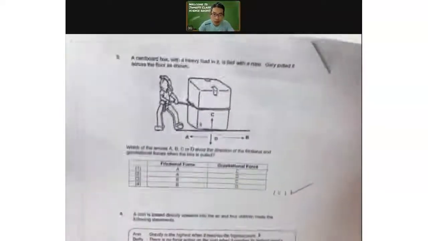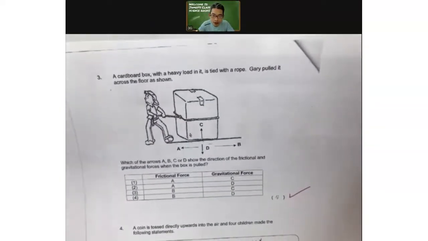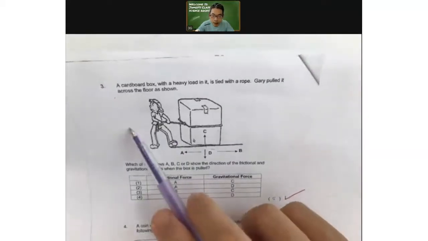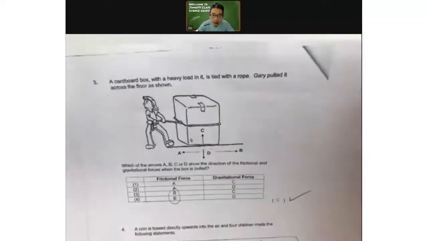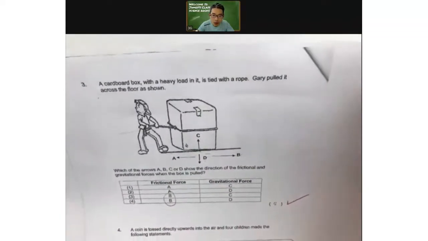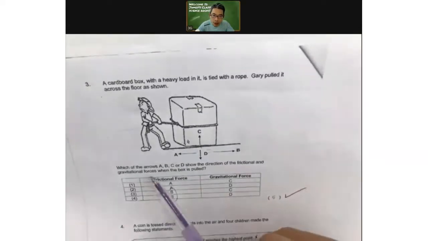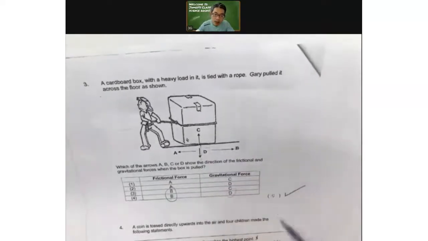Next one. Similarly, dragging, right? Now this one is asking you which is the direction of frictional force. This is the direction of movement, right? To this side. So frictional force must be B. So B, there are 2 choices here. And then next one, which of them show the gravitational force? The gravitational force pulls things down, so this is gravitational force D. Okay, so answer is 4.